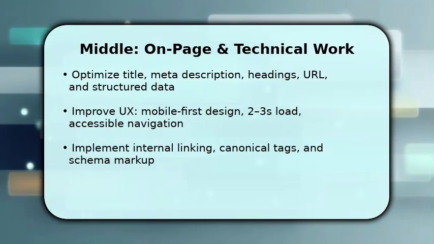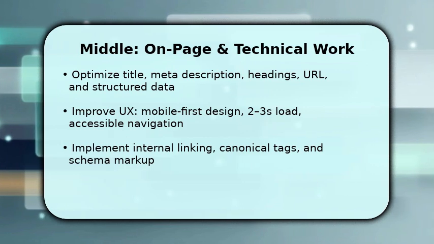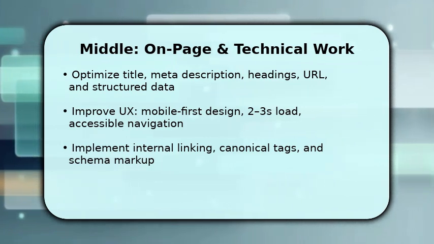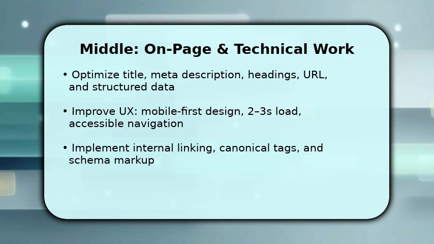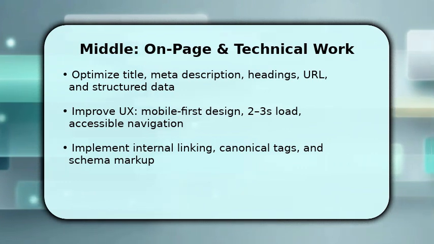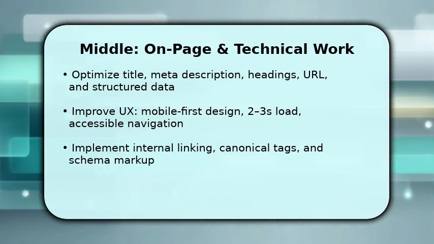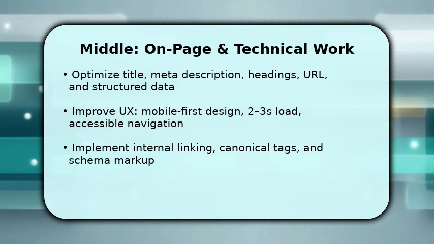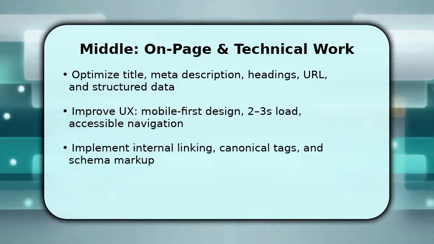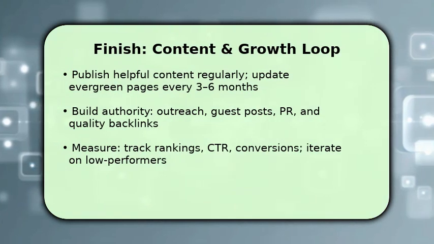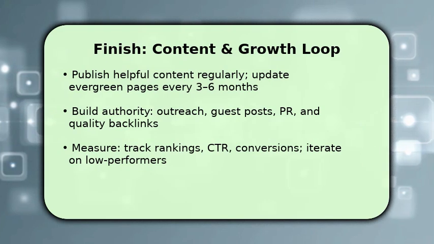Now you optimize the page itself and the technical framework that supports ranking. Start with on-page elements: craft descriptive titles and meta descriptions, use heading hierarchy, clean URLs, and add structured data where relevant to enhance snippets. Then improve user experience by prioritizing mobile-first layout, reducing load time to under 3 seconds, and simplifying navigation so users and crawlers move easily. Finally, once those are set, add thoughtful internal links and canonical tags to consolidate authority and apply schema for richer search results.